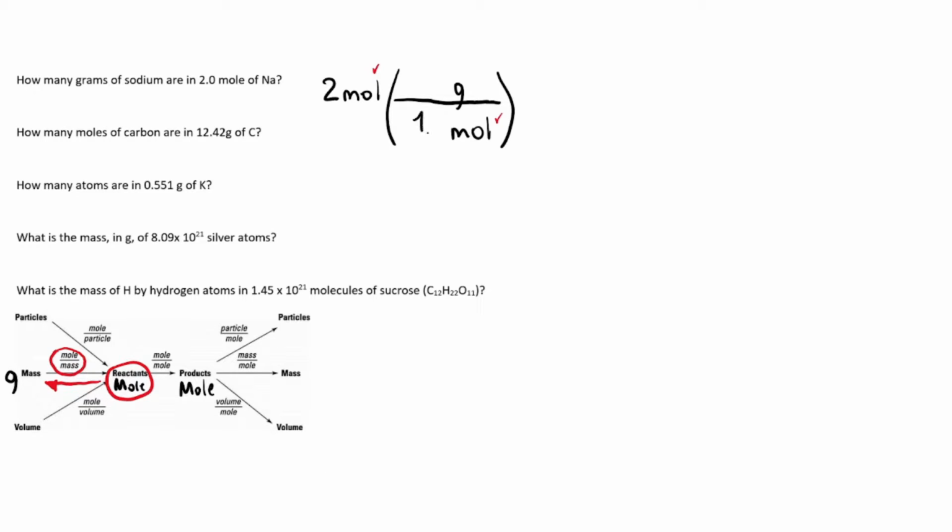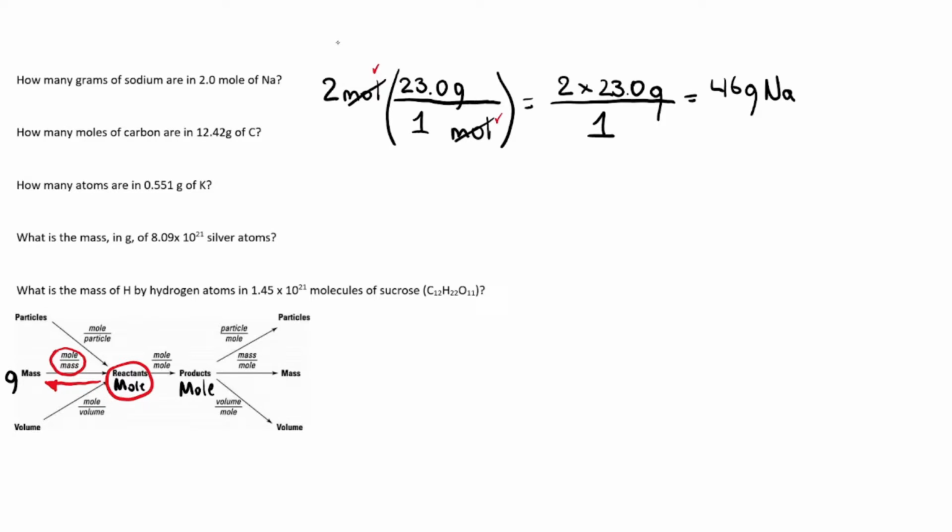Now all we need is how many grams are in 1 mole of sodium. So for every 1 mole of sodium you get 23 grams. So cancel your units, you're left with grams, multiply across the numerator and denominator, and you get your grams for 2 moles of sodium.